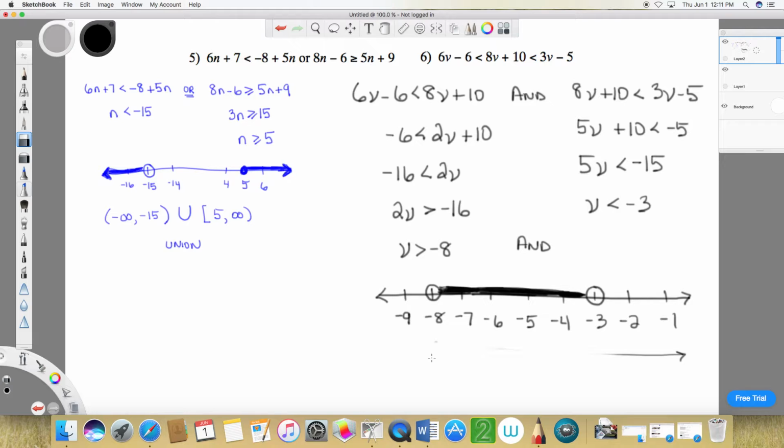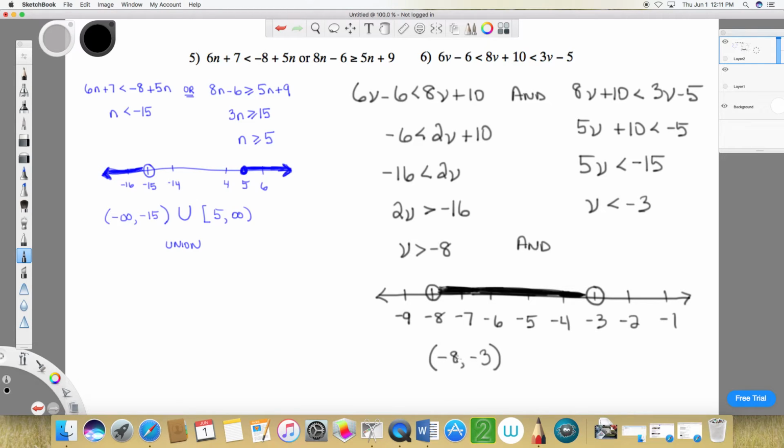They want us to write this using interval notation because that's a picture of our solution set right there. So we always write smaller number comma larger number in interval notation. So at -8, that's our smaller number. At -3, that's our larger number. And the endpoints are excluded, so we have open parentheses on each end.